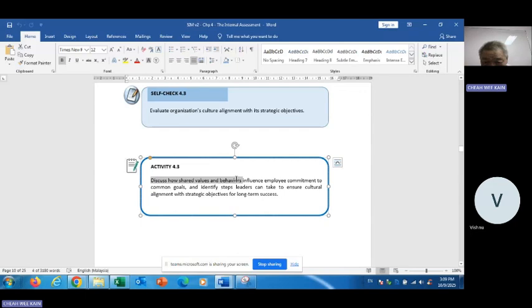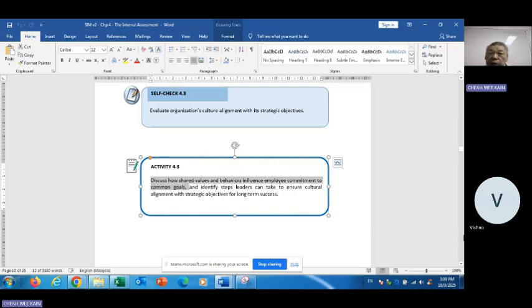Discuss how shared value and behavior influence employee commitment to common goals. So within one society, they have certain shared values. Let's say, for example, in a Muslim society, there are certain shared values. You must go for prayers 5 times a day. This is a shared value, or religious requirement. Right? They must fast for 1 month.